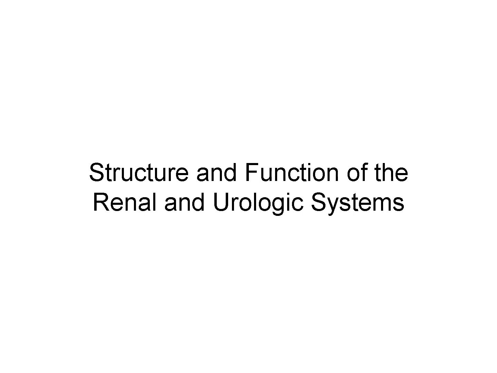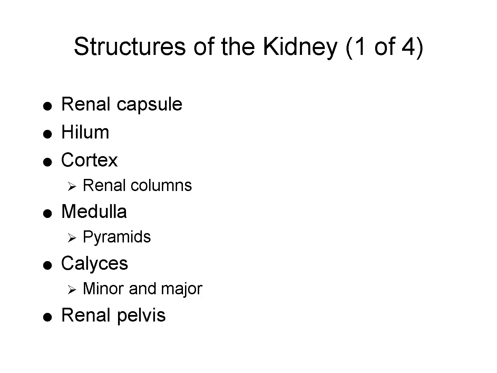Structure and function of the renal and urologic systems. The kidney is protected by a tough fibrous layer known as the renal capsule. The central region, or hilum, is where blood vessels, nerves, and the ureter enter or exit.